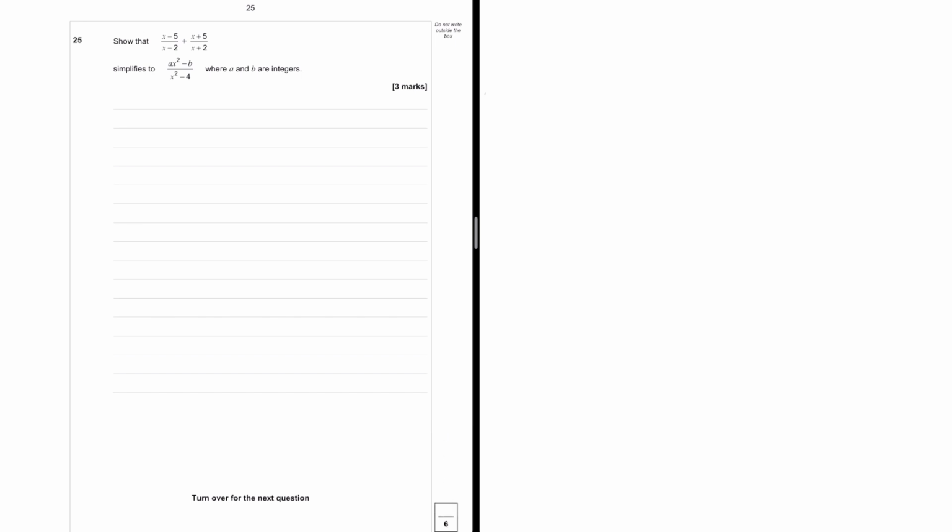So moving on to question 25 even. And we're given this equation and we want to show that it simplifies to ax squared minus b over x squared minus 4. So how do we go about doing this? Again, I'm going to do this on the right hand side. So we've got x minus 5 over x minus 2 plus x plus 5 over x plus 2. So I'm going to try and get the denominators to be the same. So to do this, I want the denominators on each side to be x minus 2, x plus 2.